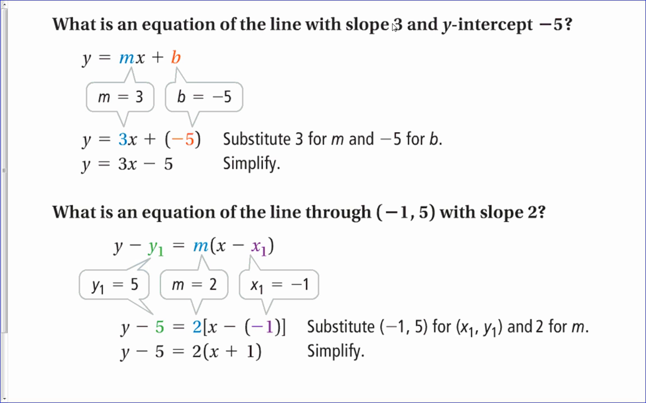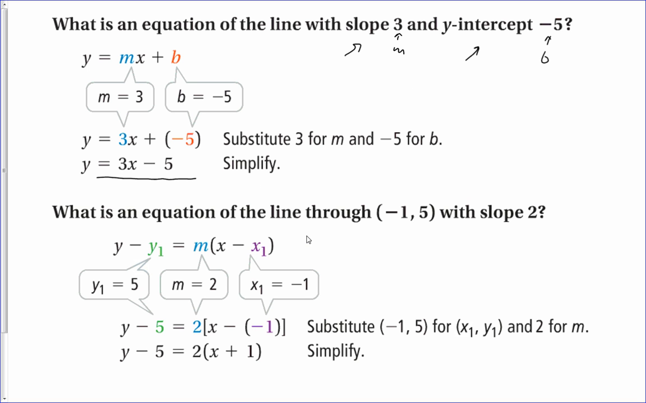Well, since we know the slope is 3 and we know that's m, we're simply going to plug in 3 for m. And since we know the y-intercept is -5 and we know that's b, we're going to plug in -5 for b. So in y equals mx plus b, we're putting a 3 in for m and a -5 in for b. So it's going to be y equals 3x plus -5. Then of course plus a minus is the same thing as subtraction, so y equals 3x minus 5 is the equation for a line with a slope of 3 and a y-intercept of -5.